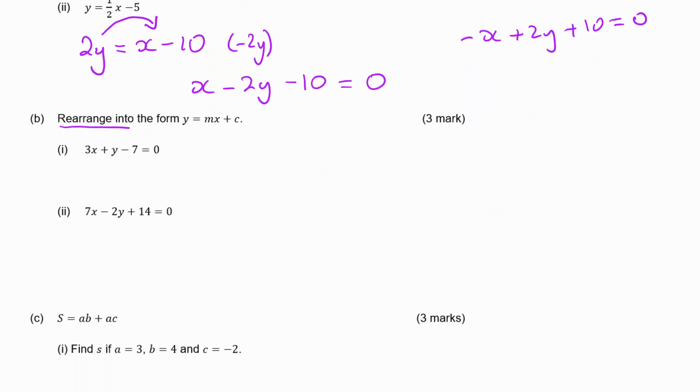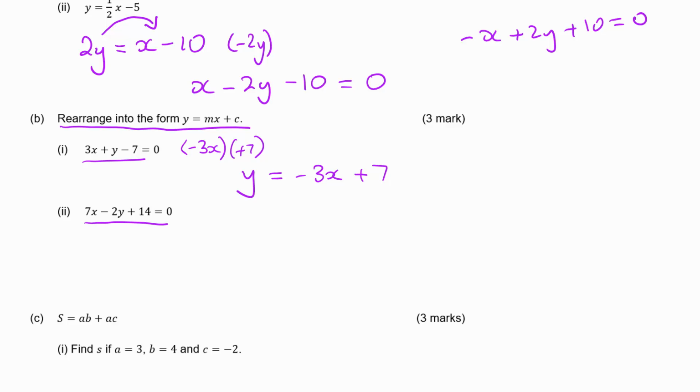We want to rearrange the following into the form y equals mx plus c. So the first one's fairly straightforward. We just need to get the 3x and the negative 7 onto the other side. So we can do that by subtracting 3x from both sides and adding 7 to both sides. If we do that, on the left we would just have y left, and on the other side we'll have negative 3x and plus 7.